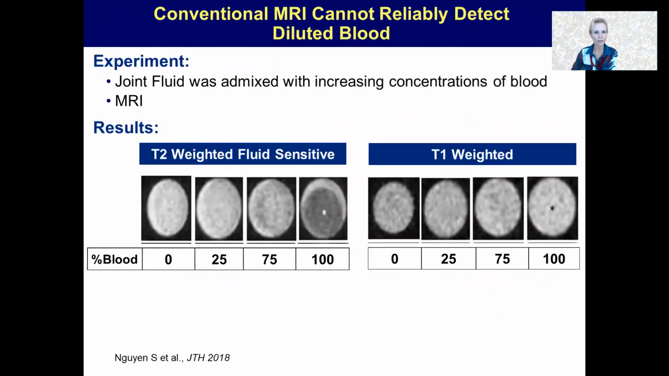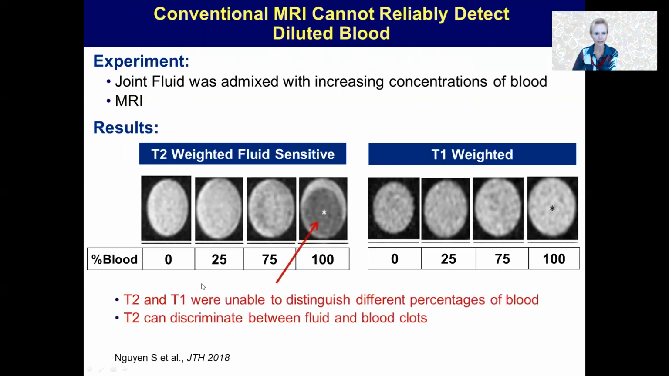So this demonstrates how conventional MRI cannot reliably detect diluted blood. That was done in our MRI lab with a simple experiment whereby we mixed joint fluid with increasing concentrations of blood in a syringe and then MRI'd the syringes. And as you can see here, neither T2 nor T1 weighted images were able to distinguish different percentages of blood. However, the T2 images could distinguish between fluid and a blood clot that had formed at 100% blood in the syringe within a few minutes.